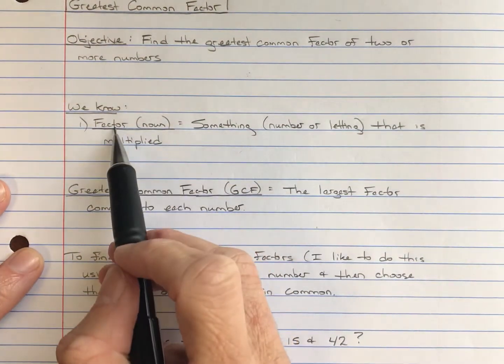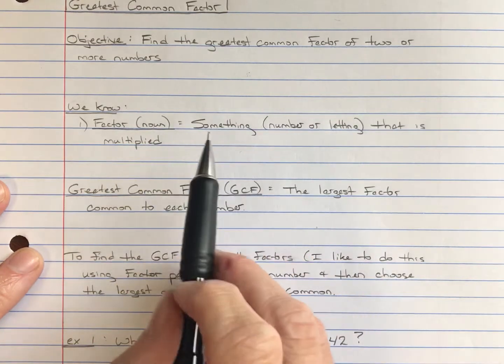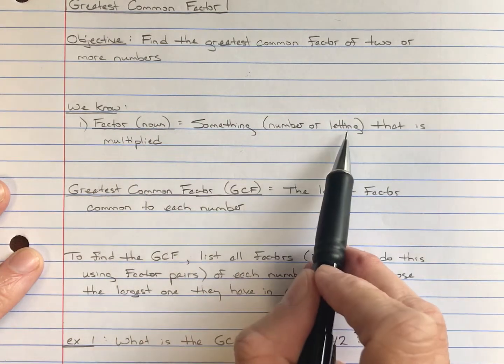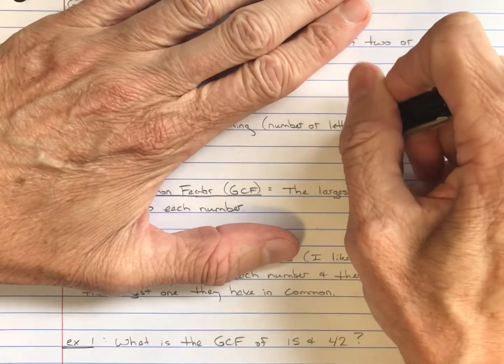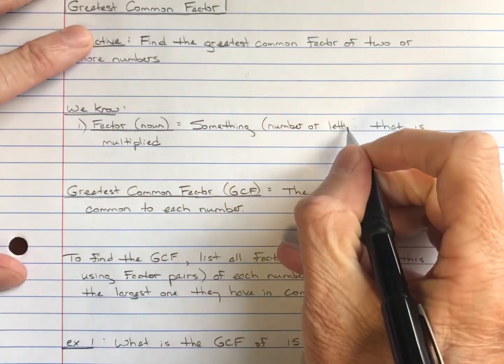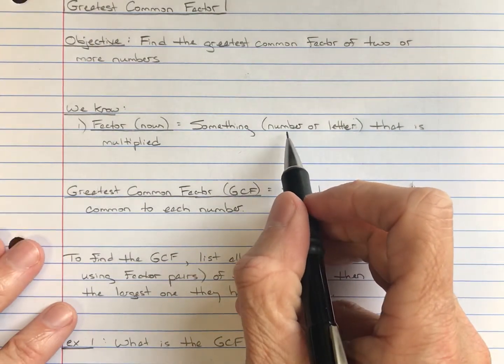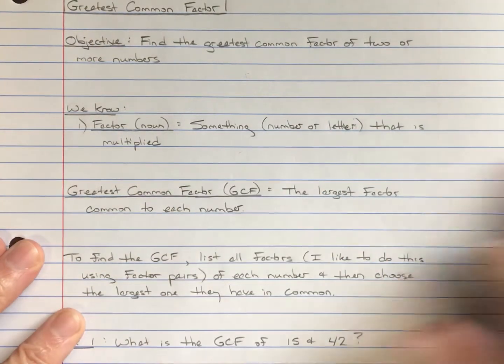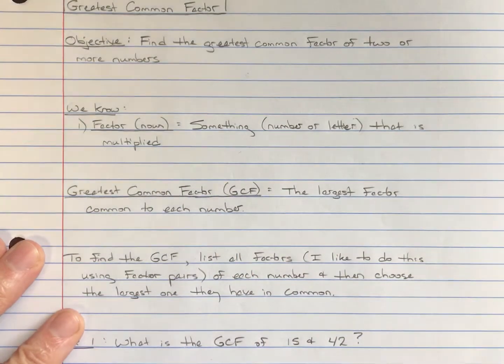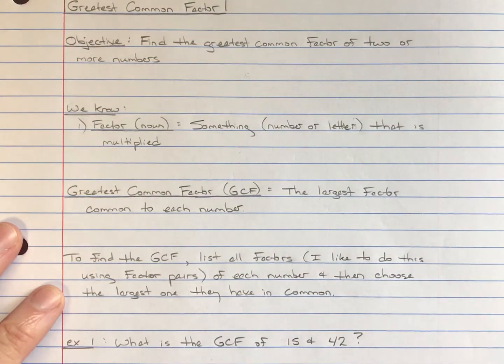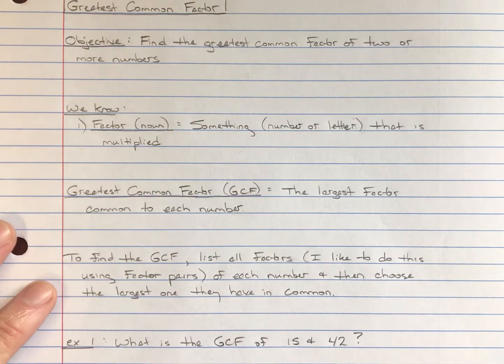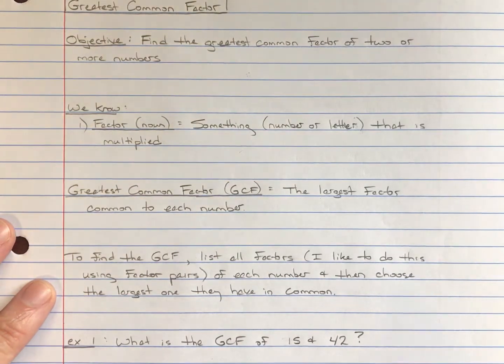A factor, as a noun, is something, either a number or a letter. Whoops, looks like I misspelled the word letter. Let's correct that. A number or letter, although we are working with numbers, that is multiplied. If you remember, 3 times 4 equals 12. Since 3 is being multiplied by 4, 3 is a factor, and since 4 is being multiplied by 3, 4 is a factor. Those are both factors of 12.